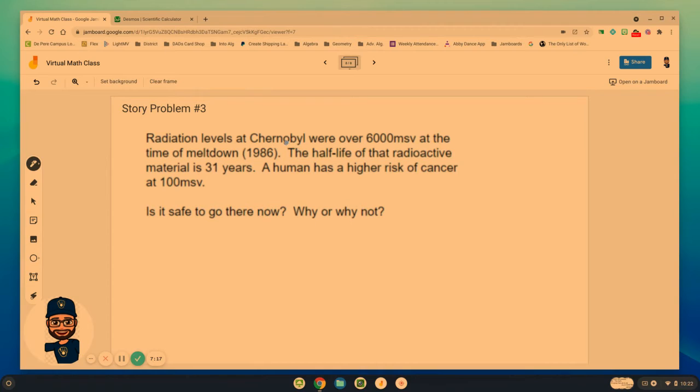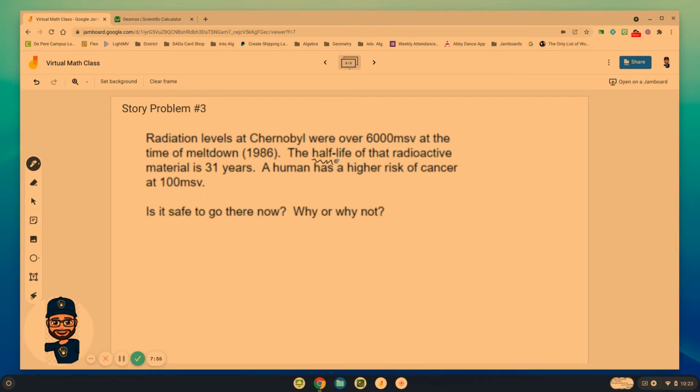Radiation levels at Chernobyl were over 600 MSV at the time of the meltdown in 1986. The half-life of that radioactive material is 31 years. So after 31 years, it cuts down to half. And then after 31 years, it cuts down to half. A human has a higher risk of cancer at 100 MSV. So if the levels are at 100 or higher, it's still a little bit risky. So is it safe to go there now?